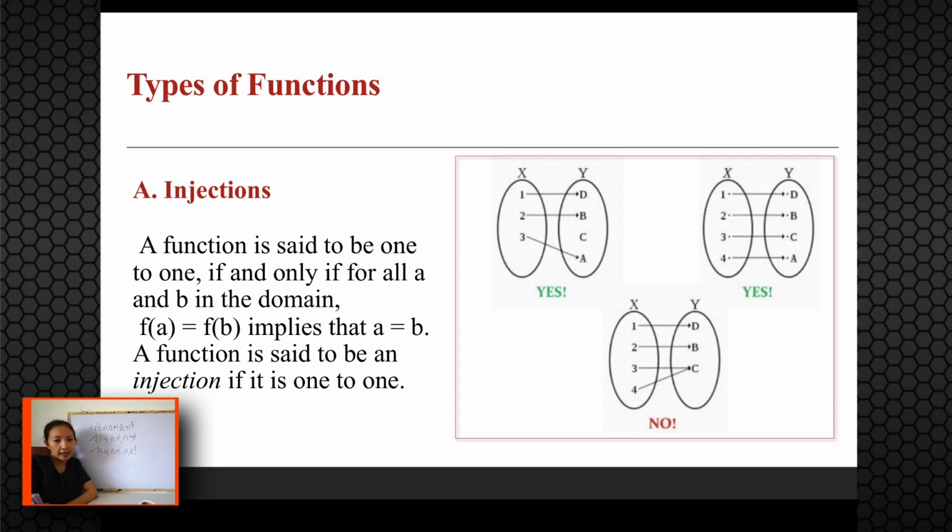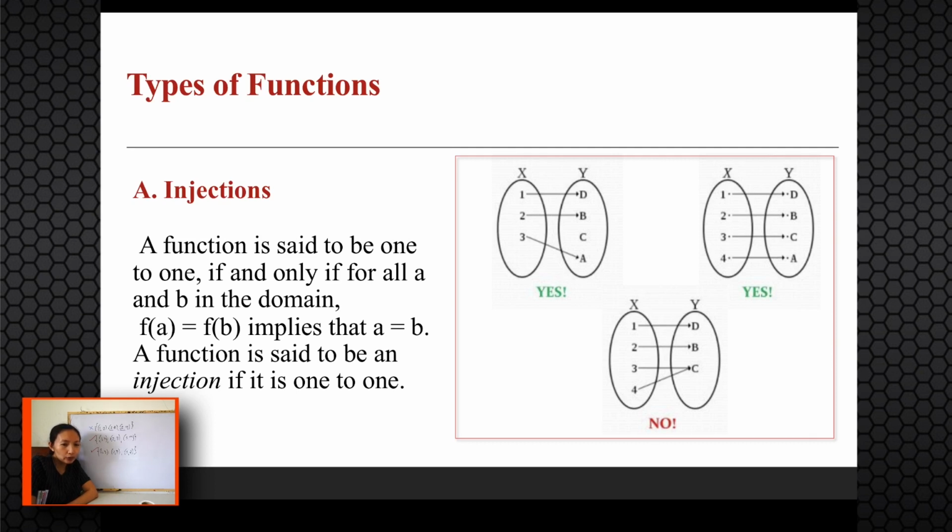How about the second? In like manner, in the second arrow diagram, 1 is mapped to D, 2 is mapped to B, 3 is mapped to C, 4 is mapped to A. Therefore, this is a one-to-one function. So it's an injection.